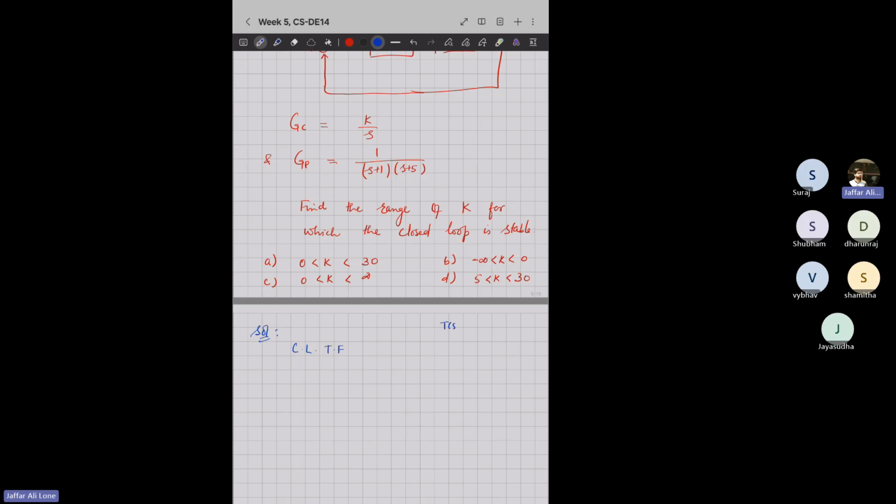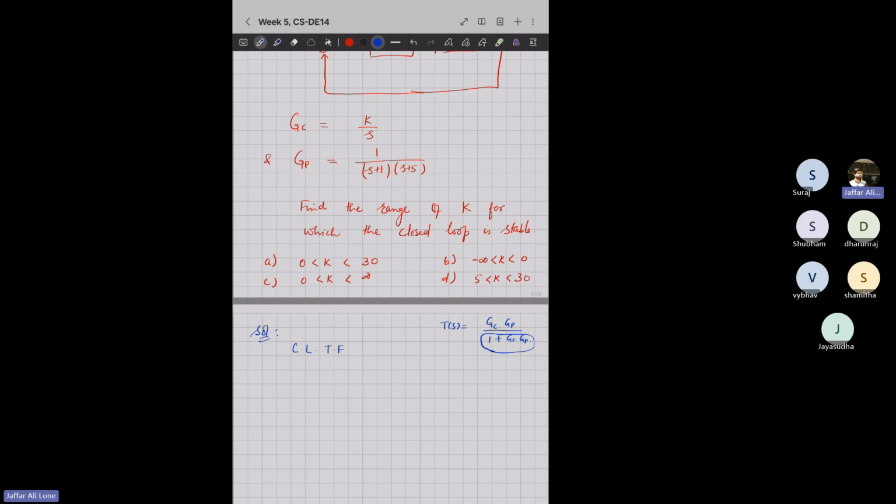Your closed loop transfer function will be G_C times G_P divided by 1 plus G_C times G_P. This is it. And this is my characteristic equation.